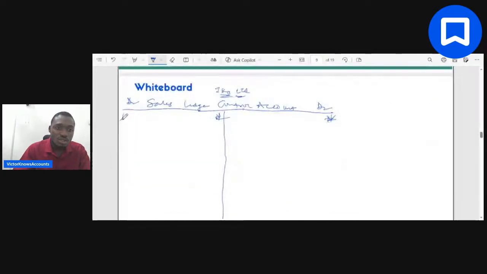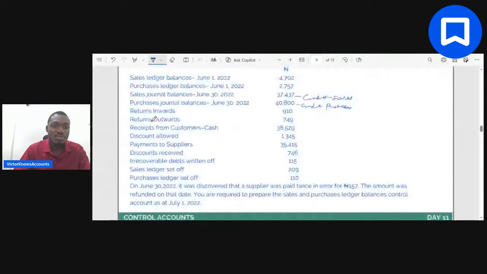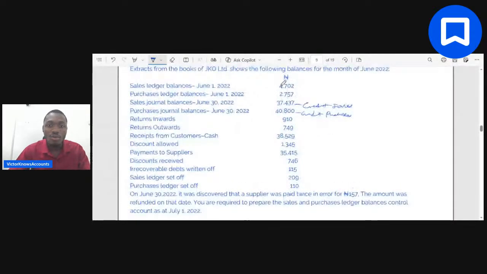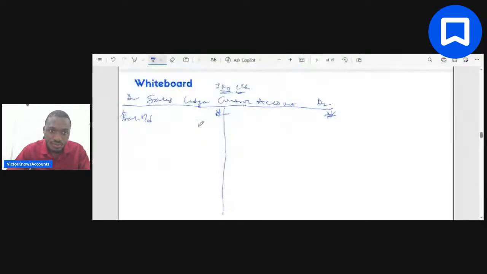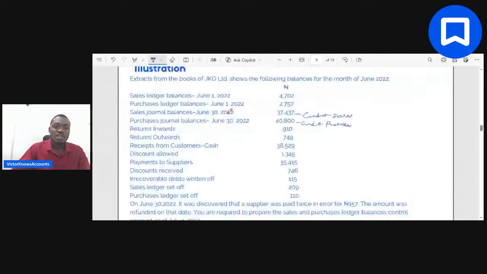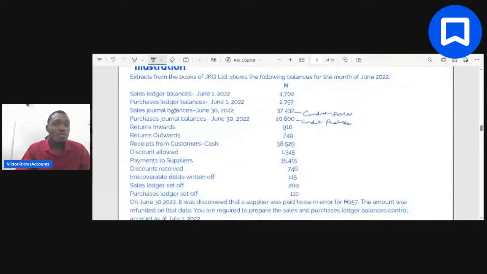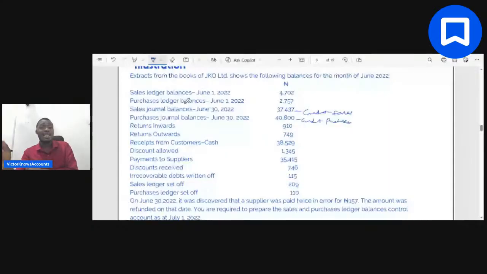So the balance brought forward, that's the opening balance, let it be here. Balance brought down, otherwise known as balance brought forward, is the balance as at the beginning of the year. That's June 1, 2022. So we have 4,702.